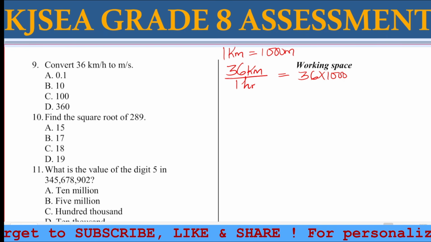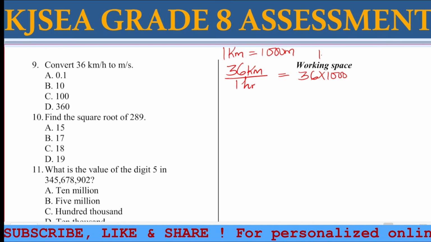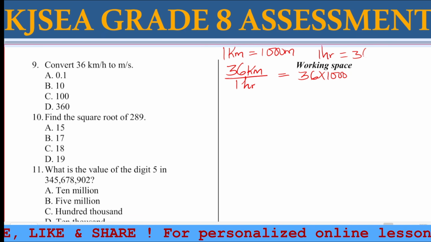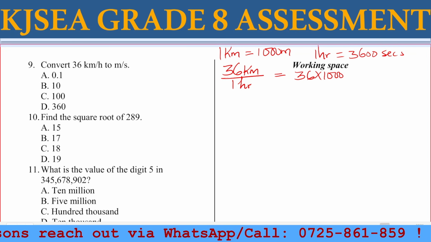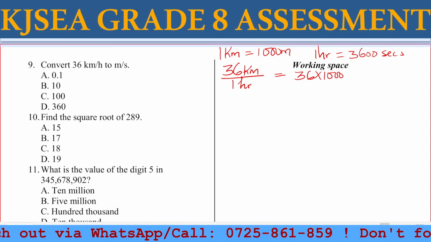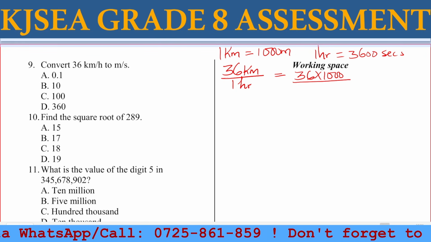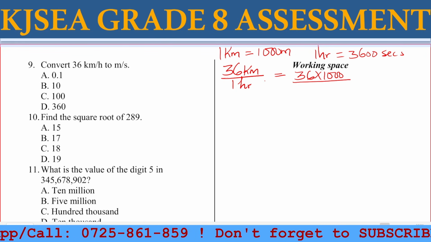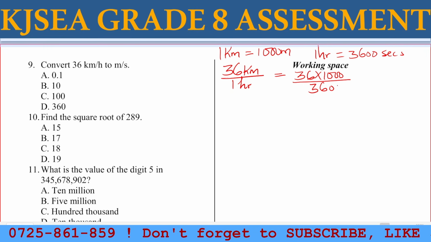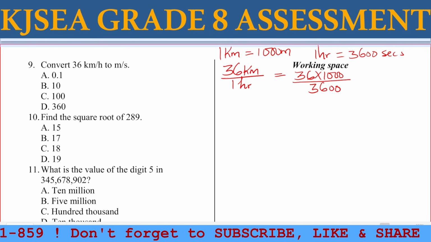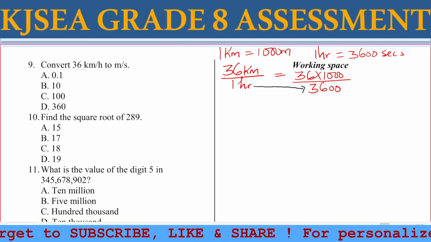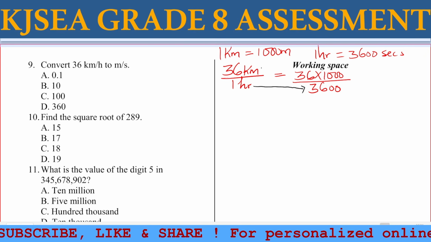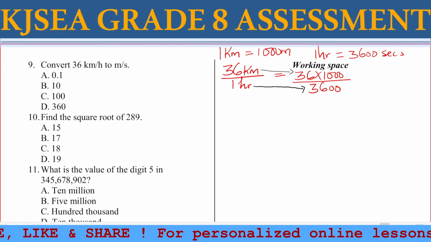Then what about the hour? You know very well that 1 hour is equivalent to 3,600 seconds. So we divide by 3,600. You can see what we've done here. 1 hour is equivalent to 3,600 seconds, and 36 kilometers is the same as 36 times 1,000, that is 36,000 meters.